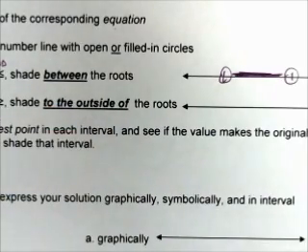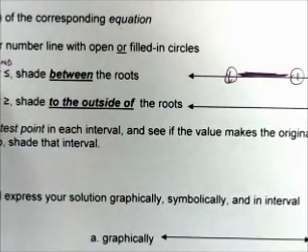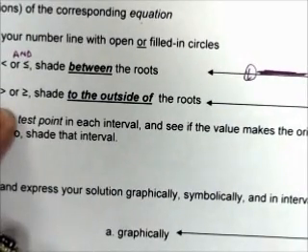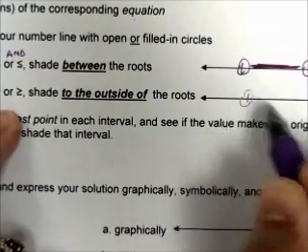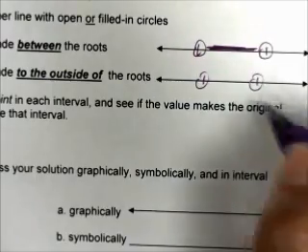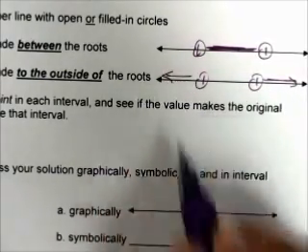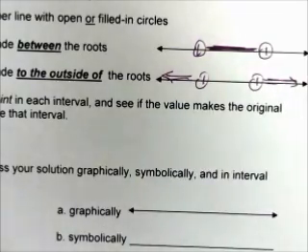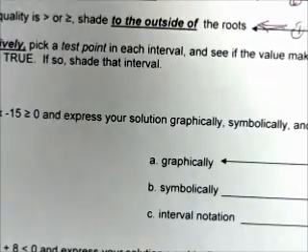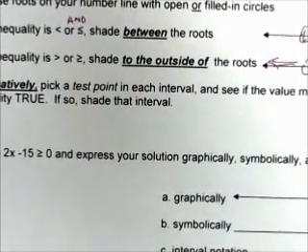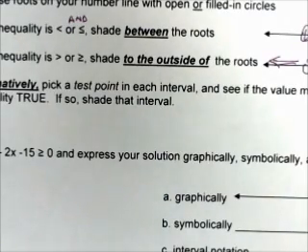Just like with absolute value inequalities, if it was less than or equal to, our shading would be between the two values. And now here, if the inequality is greater than or equal to, you shade outside the two roots. So if these are our two roots, we would shade outside or in the opposite directions. There is an alternate method of picking a test point, but I'm not going to emphasize this.